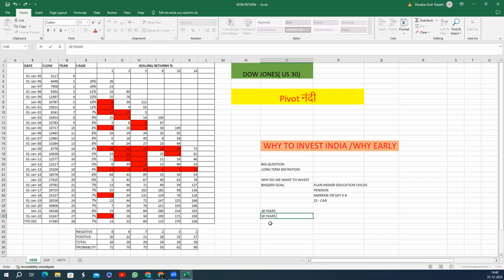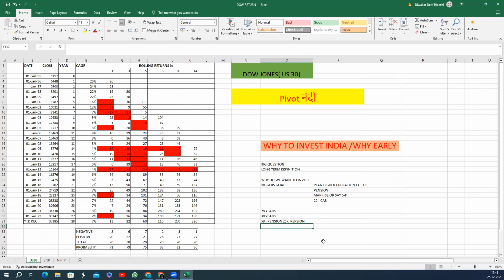So after 30 years, obviously that person will be around 58 years. So at the age of 60 years, that person will need a regular pension of at least 25,000 or as per their need, to run their daily household expenses. So for your pension plan, you can make this investment, an early investment in your life.